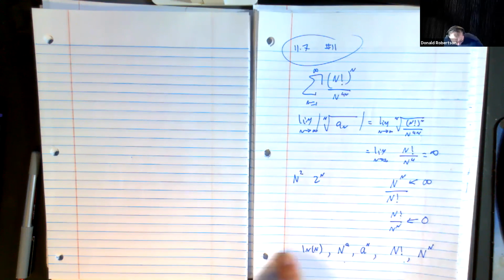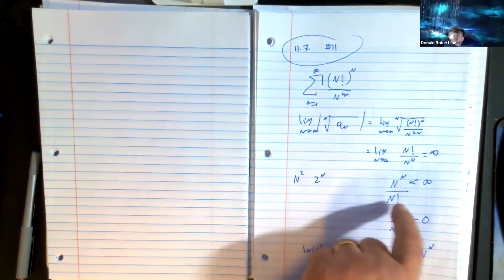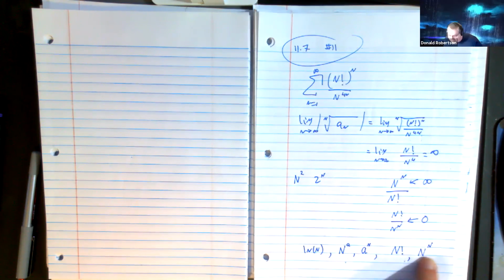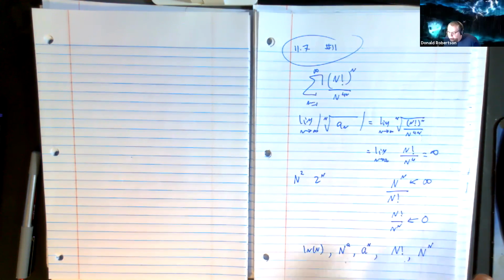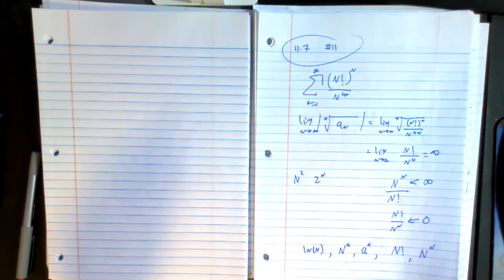So if you took any combination from this list and you make a fraction out of them, the one that's furthest to the right wins. And if it's on the top, the answer's infinity. And if it's in the bottom, the answer is 0. Okay, that makes sense.